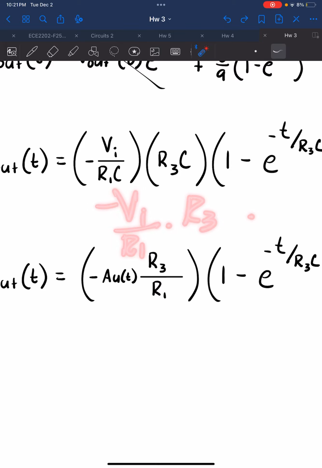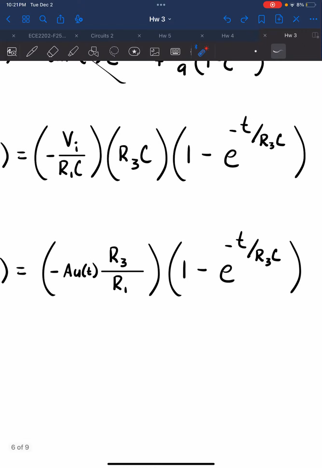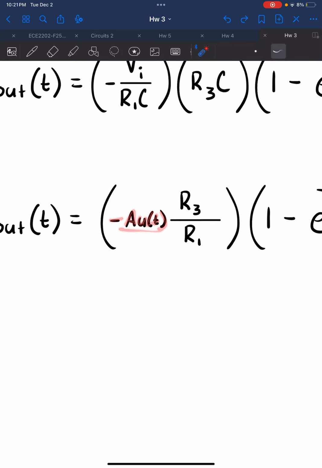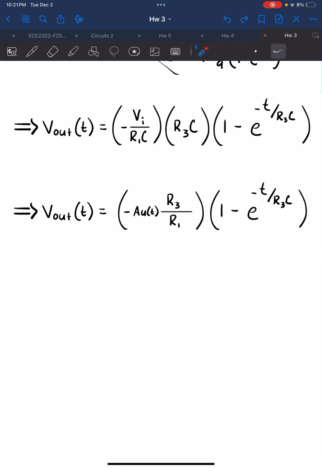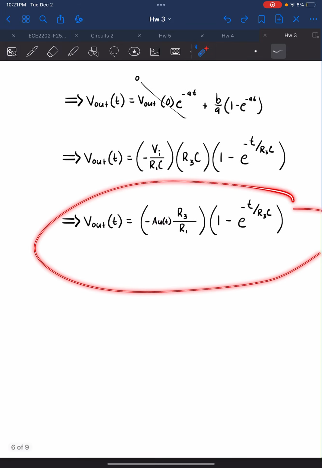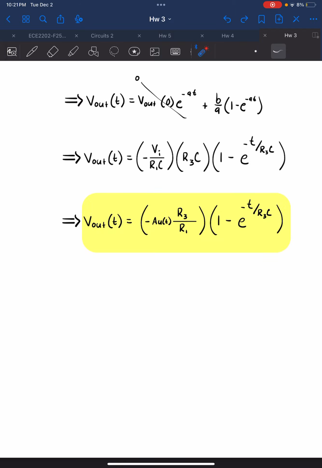Vi is equal to A times the step function, and so that's what we're doing. We're just plugging A u of t into our equation, and we did a little bit of algebra up here. And this is the answer to part 1. This is the general form, so we can go ahead and highlight that.